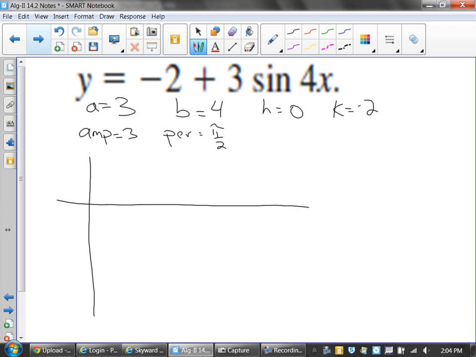We know that our period is pi over 2. What's halfway between 0 and pi over 2? Pi over 4. Our other two-point breaks are at pi over 8 and 3 pi over 8.